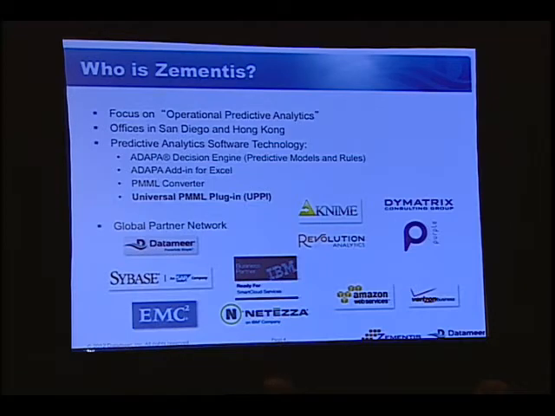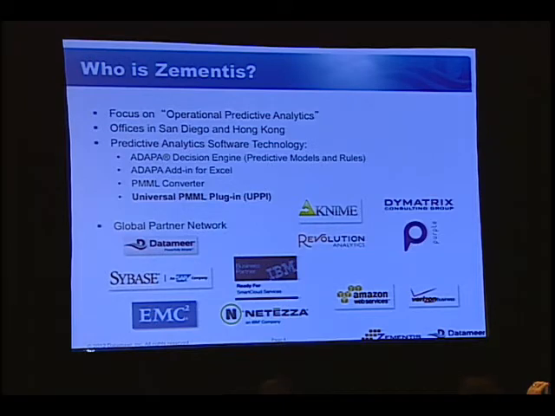Zementis, on the other hand, is focused on operational predictive analytics, and typically the presentations I give are less on big data, but more on advanced algorithms, statistical algorithms like neural networks, support vector machines, complex regression models, ensembles, like everybody that might have looked at the Netflix prize. It's an ensemble model that won at the end of the day with hundreds of submodels, and that's really what predictive analytics covers. Zementis is based in San Diego as well as in Hong Kong.